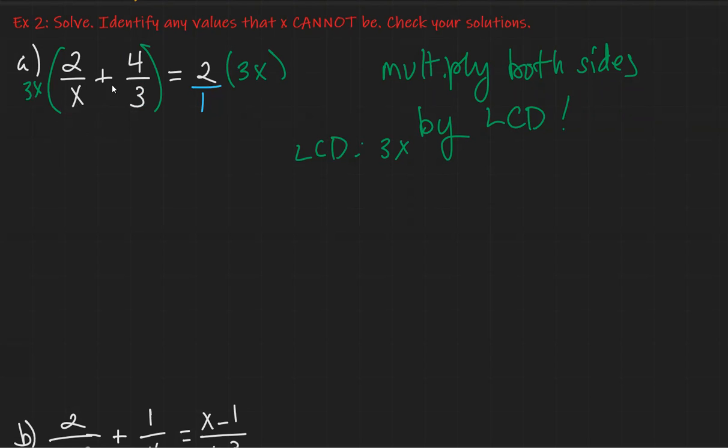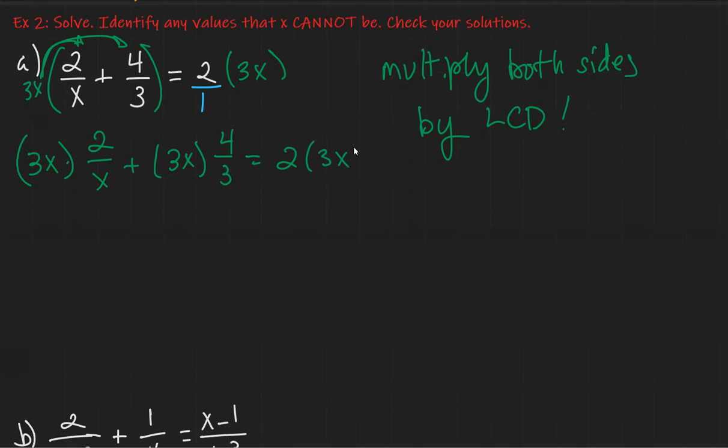Careful when you have a side with multiple fractions. You're going to need to distribute because there's an addition and we're multiplying, okay? So I do 3x times 2/x plus, I'll go ahead and put that in parentheses, plus 3x times 4/3. Let me erase this. Is equal to 2 times 3x, okay?